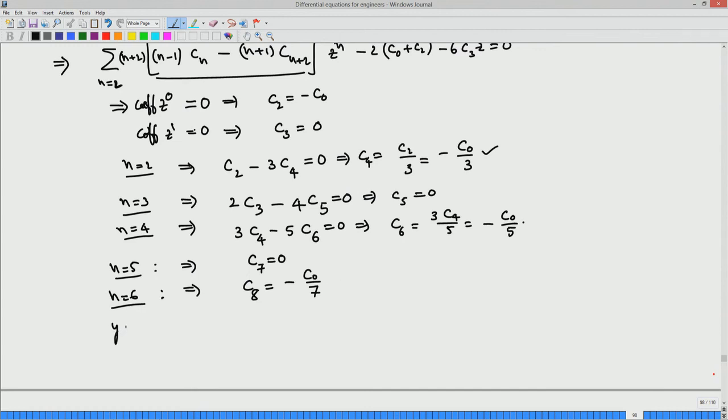So what is your solution? I could get most of the coefficients except one or two. You see that I could write C2, C3, C4 in terms of C0. C0 and C1 I could not get. So what is your solution? y of z is C0 plus C1 z and so on. C0 I could not find, C1 I could not find.